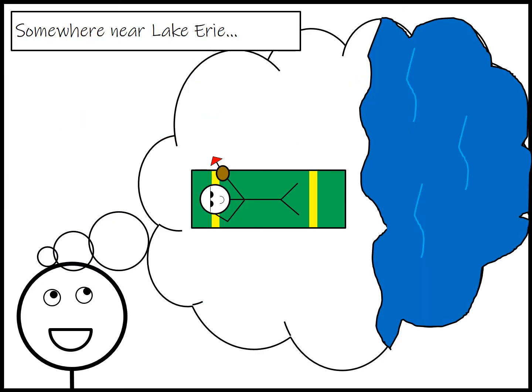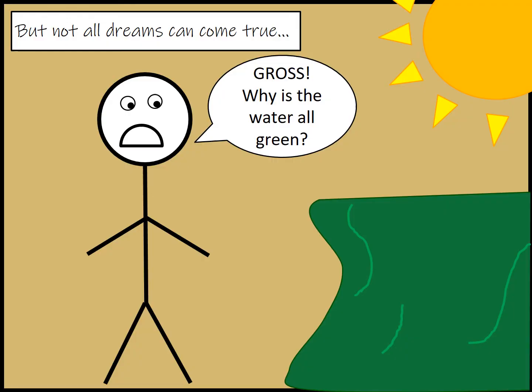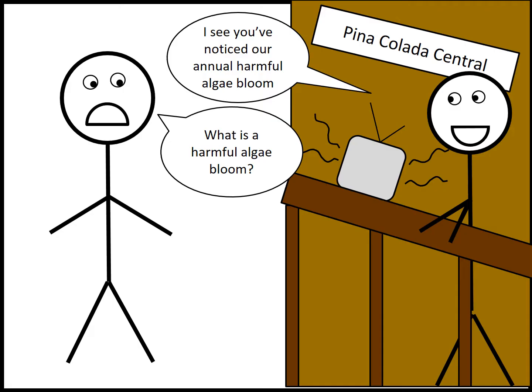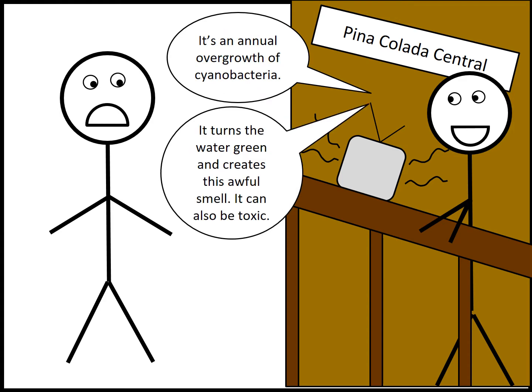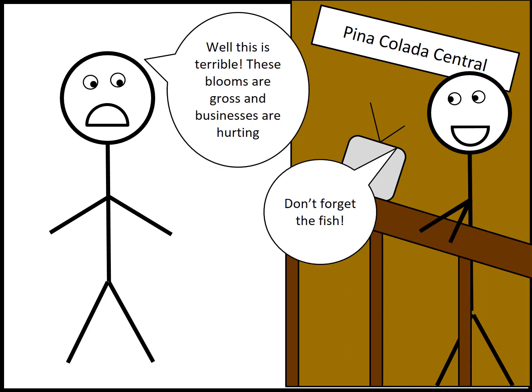Imagine, if you will, that you wish to go to the beach today. But unfortunately, when you arrive, instead of the water being blue and beautiful, it is green and gross. What you are experiencing is something called a harmful algae bloom, or a HAB. Harmful algae blooms are overgrowths of small unicellular microorganisms called cyanobacteria. These harmful algae blooms can cause a number of economic and environmental damages to surrounding communities.